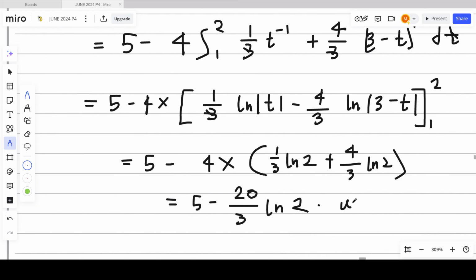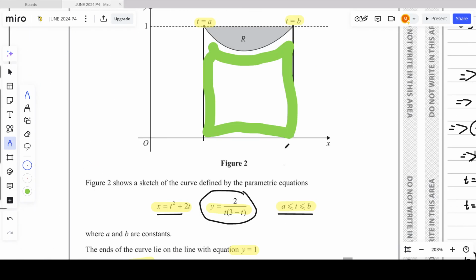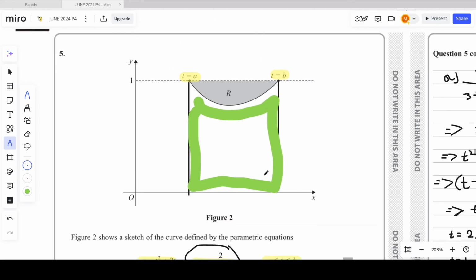So you can write units squared since it is area. This is the area, and that's the end for question number 5 of the P4 June 2024 paper.